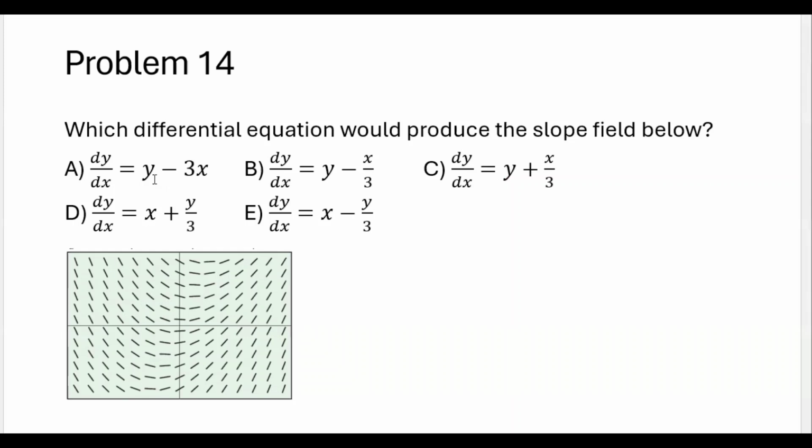So for this one, let's take quadrant 1, for example. As x keeps getting bigger, we would expect our slope to get more negative. Is that the case? As x keeps growing, the slope should be getting more negative? No. Eliminate A. We can eliminate B for the exact same reason, because this is very similar. Instead of 3x, it's x over 3, but it doesn't matter. It'll get more negative slower, but it still should be in the more negative direction, which is not.